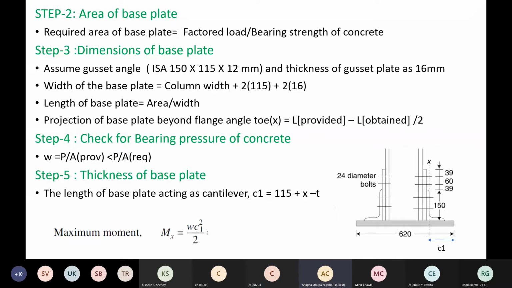103. X we got as 4, no? 107. If you have considered 12 mm, you will get 107 mm. Okay. Once you know C1, you have to calculate the maximum moment. Since it is acting as a cantilever with uniform loading, it will be WL1 square by 2. So W into C1 square by 2 you can calculate. What is the maximum moment you obtained?